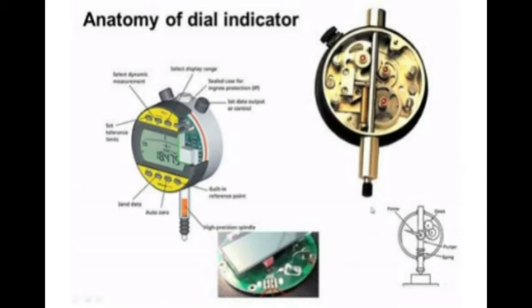So this is the digital dial indicator. We can see the digital display, and then we can set the tolerance limits, upper limit and lower limit. We can also set the display range, for example 0 to 10 mm, 0 to 20 mm, 0 to 30 mm. So the range can be selected.